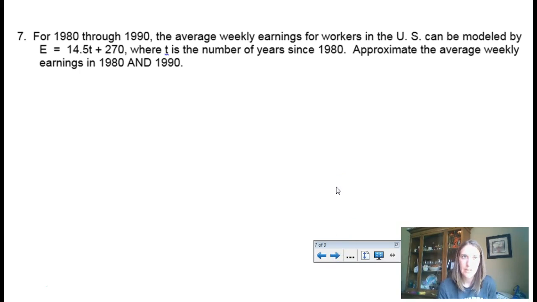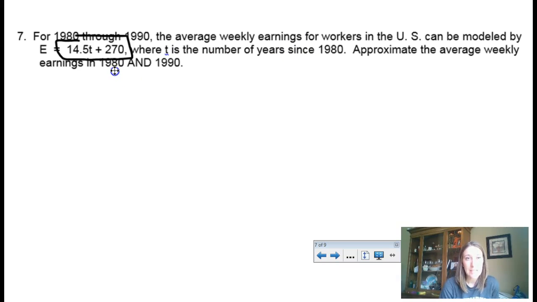So this next one, they took data from 1980 to 1990 of the average weekly earnings modeled by this. So we'll learn about more of this later on in the semester, but they can take data and create a model, and then we can use that model to extrapolate data into the future. So T is the number of years since 1980. So within these models, the data is only for those 10 years. So you're kind of assuming the trend continues, and you're also pretending that time kind of started in 1980. So approximate the average weekly earnings in 1980 and then in 1990.